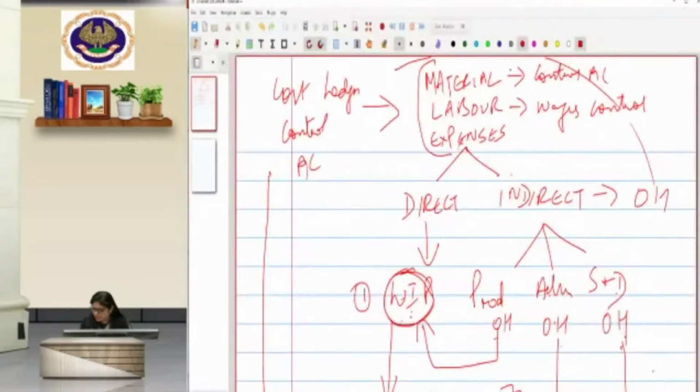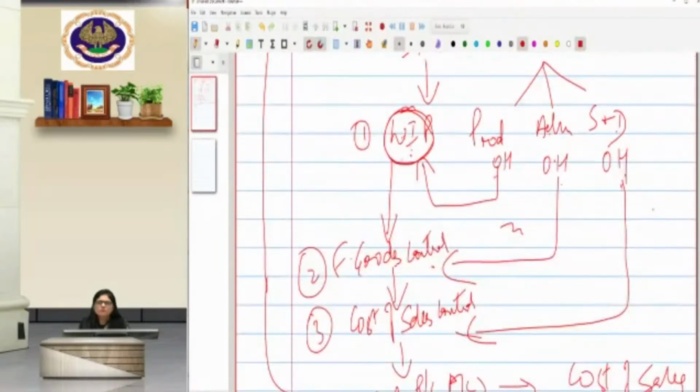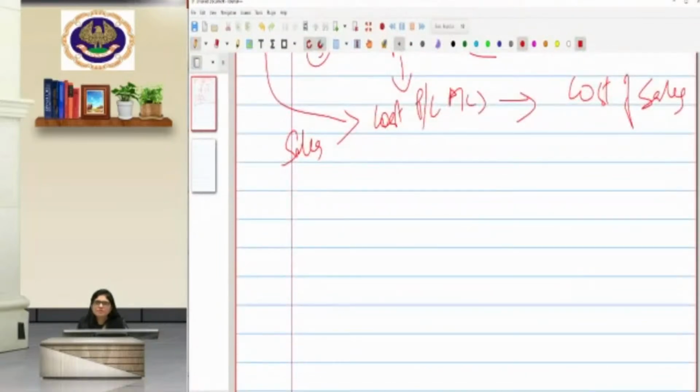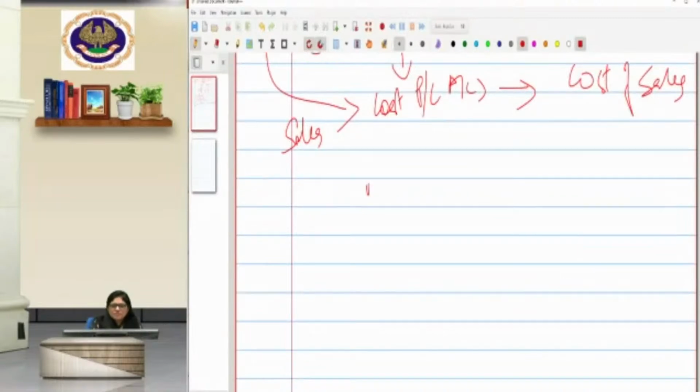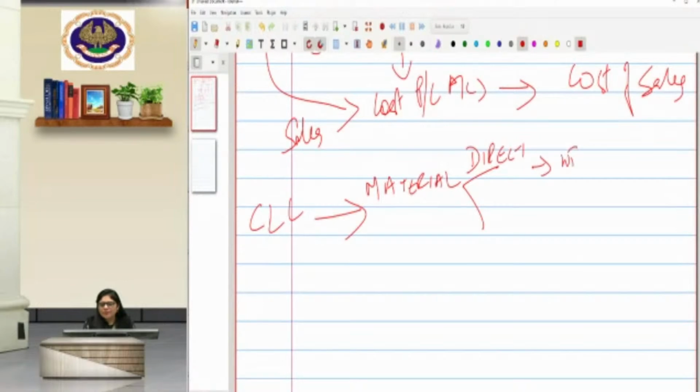Before I take you to the illustration, let me explain this again, since now that we have done some concepts, you're able to understand. If it's material, that means the stores ledger control account. Anything which makes an entry will make it through the cost ledger control account. Now direct material will go to your WIP. And indirect material will go to any of the 3 overheads: production overhead, admin overhead, or selling and distribution overhead. So it is basically transferring.